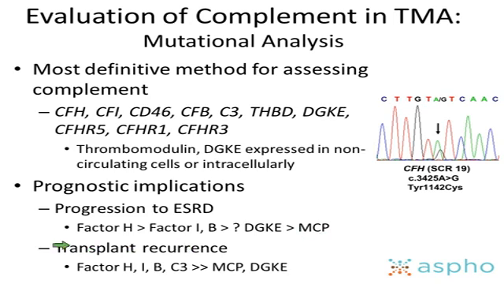Similarly, genetic testing can inform transplant recurrence risk in that the circulating factors like factor H, I, B, and C3 tend to have a greater transplant recurrence risk than DGKE and membrane cofactor protein.